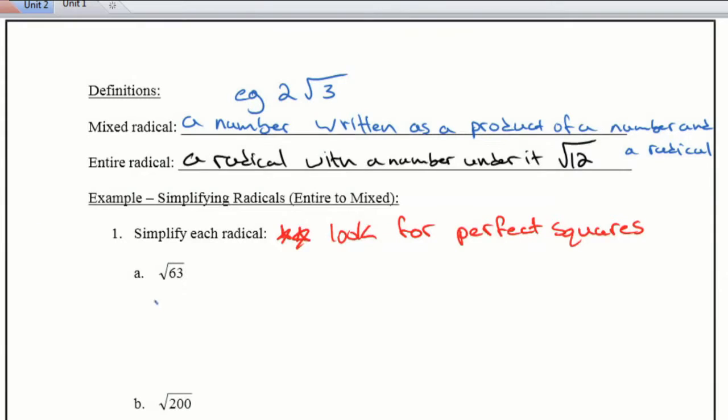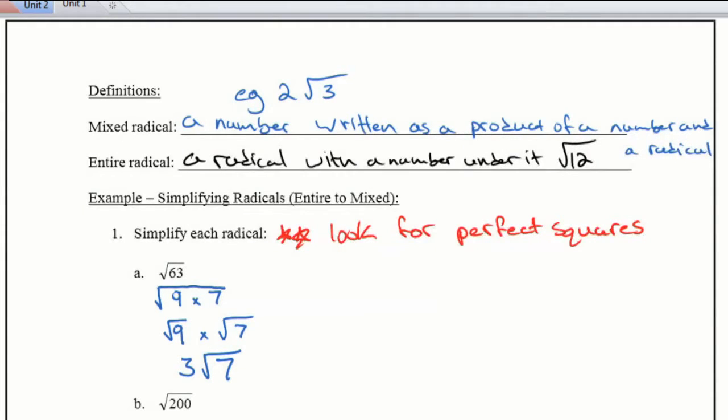From the law I just wrote down, I know I can break it into 2 separate radicals. So I've got 9 multiplied by 7. Instead of writing it as 63, I'm going to work backwards and say 9 times 7 is 63. Then I can write this as 2 different radicals: square root of 9 times the square root of 7. And then I can take the square root of 9 to get 3 times the square root of 7.